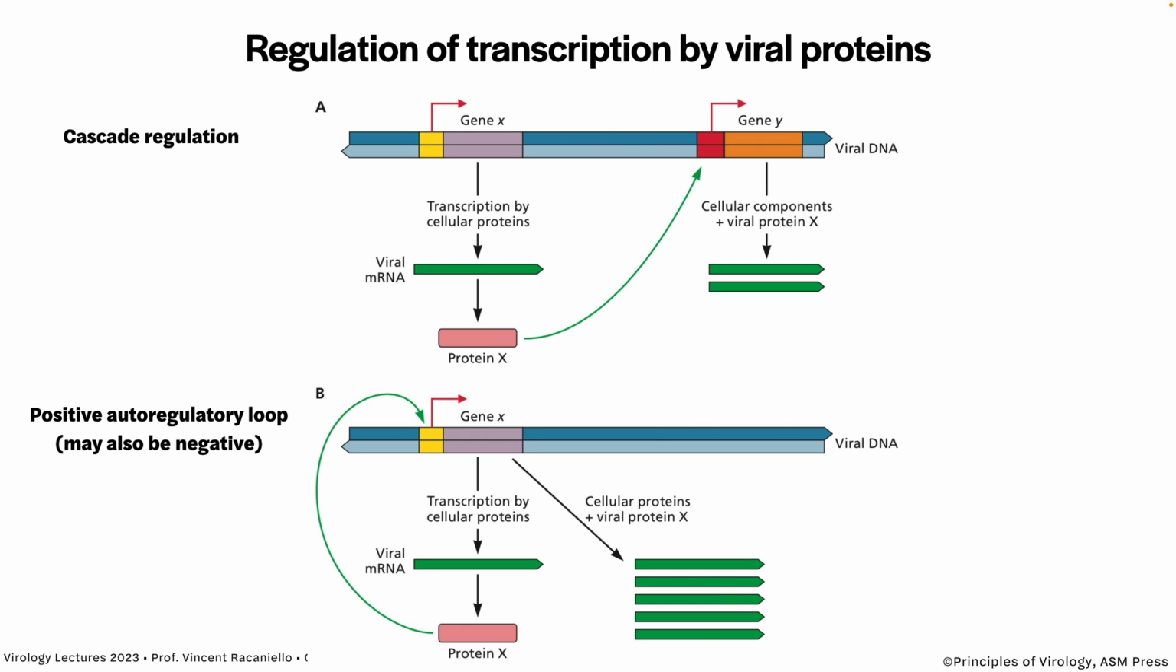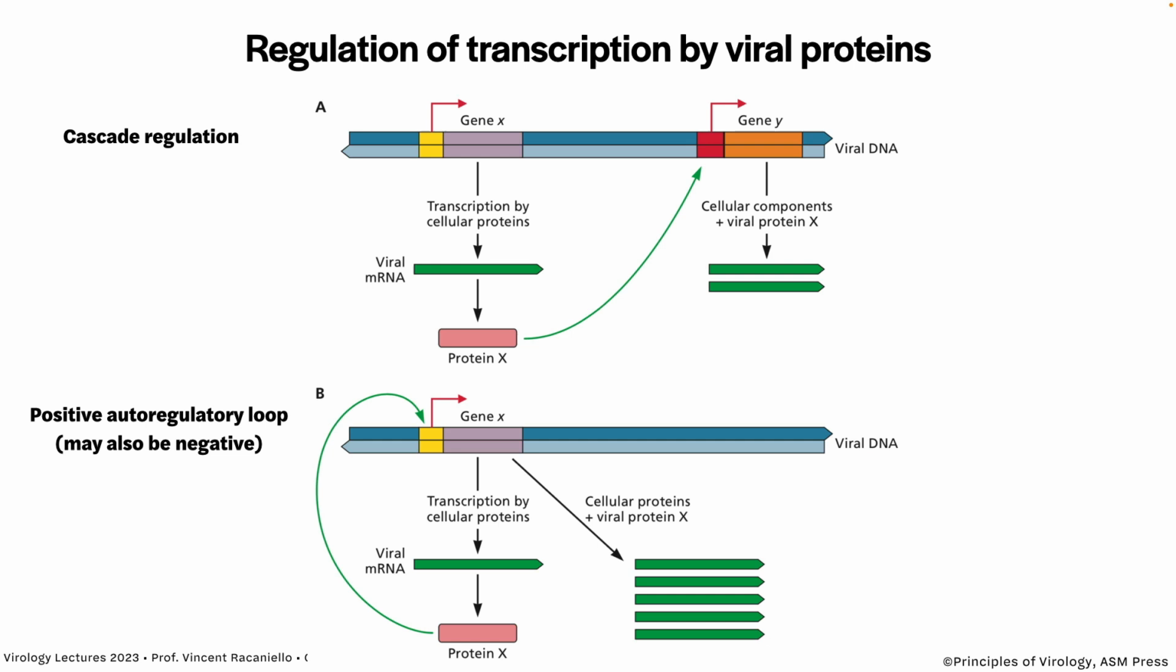All right, now when we talk about regulation, we have two broad regulatory scenarios that I wanna tell you about: cascade regulation and positive or negative autoregulatory loops. So here on the top, we have a double-stranded DNA. There's one promoter on the left, colored yellow and purple. When that gets into a cell, it's transcribed to make mRNA, you make protein X. And then protein X stimulates or is even required for the transcription of another viral promoter for gene Y. So that's called cascade because X is needed for transcription of Y. We're gonna see some examples of that today.